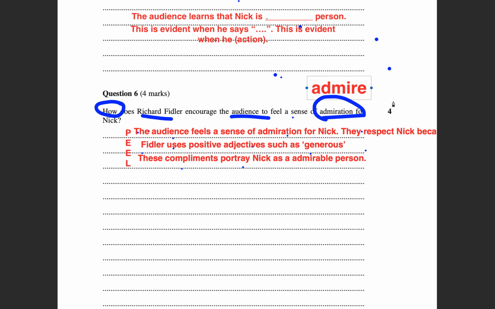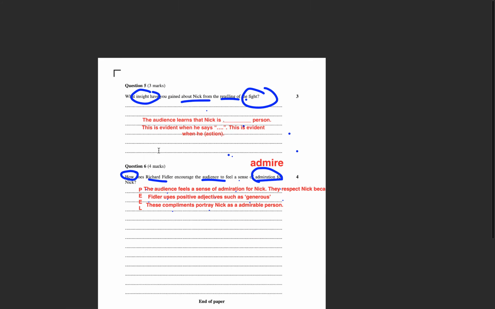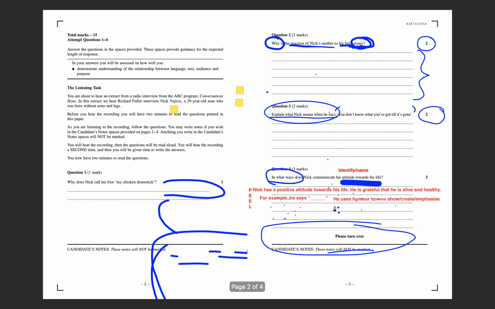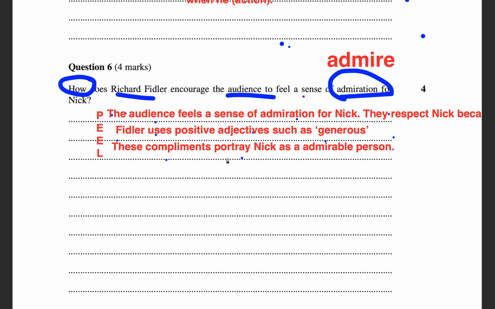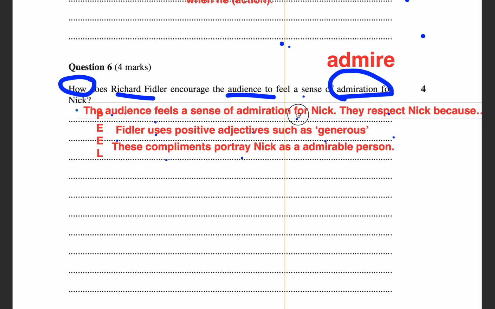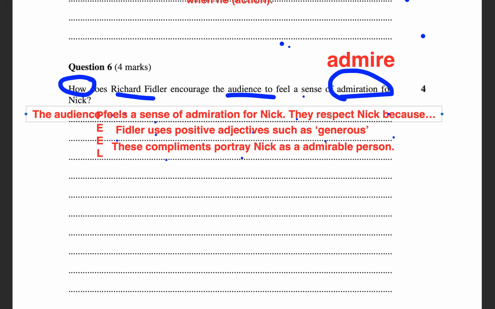Okay, again, 4 marks. It's a how question, requires techniques. There's a lot of lines, so that's another indication. You need to have a structured response, a PEEL paragraph. Like back in question 4, you need to start off with having a focus. Your point: the audience, or you can say we, feel a sense of admiration for Nick. They respect Nick because, that's my example.